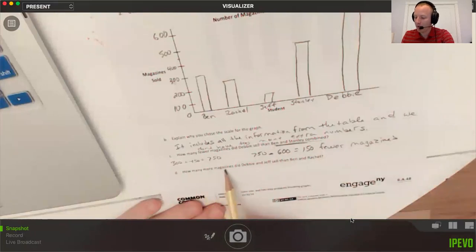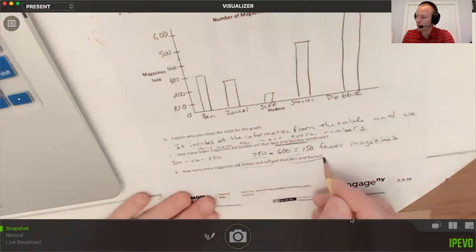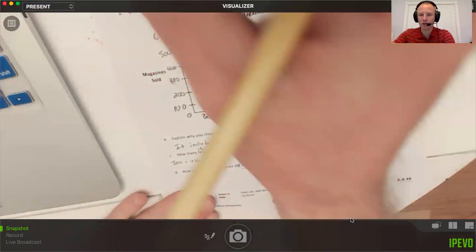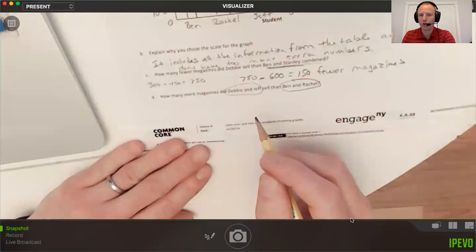Now, how many more magazines did Debbie and Jeff sell than Ben and Rachel? So we're going to group Debbie and Jeff together. We're going to group Ben and Rachel together. You can even draw a circle like that on your problem, if it helps you, to group them together so you know who you're trying to find.